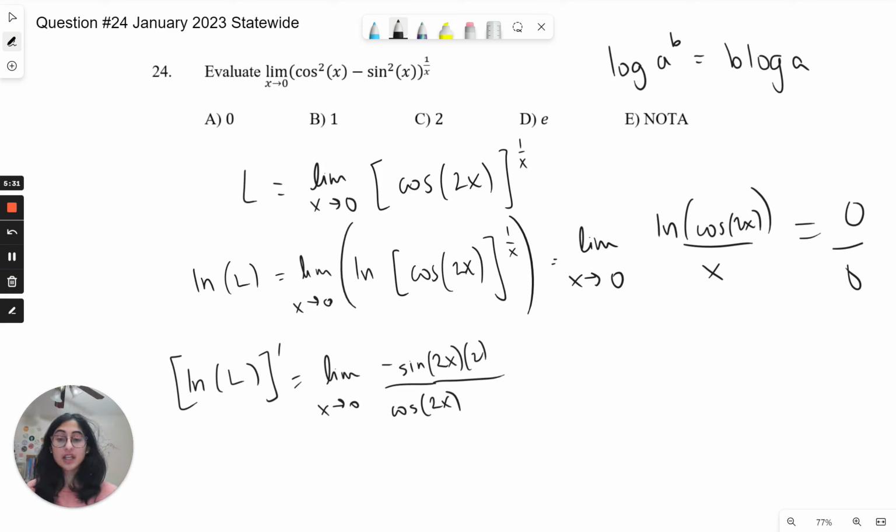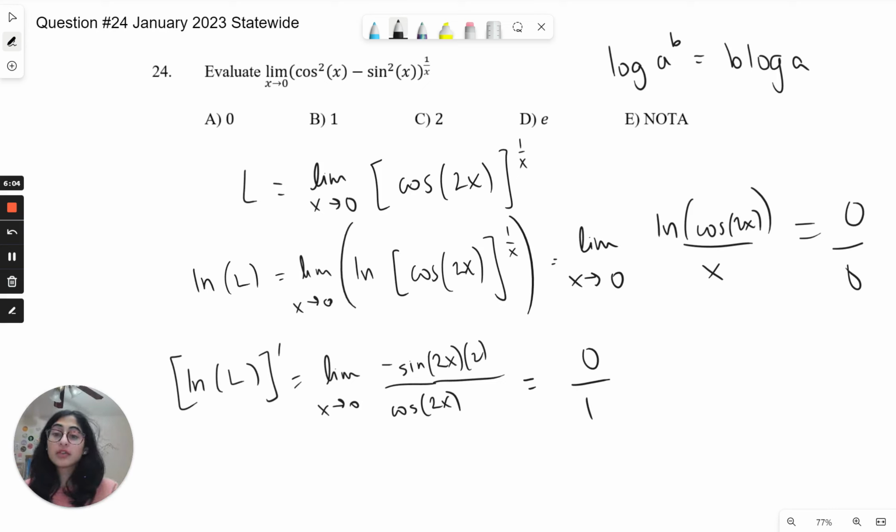And so now we're going to evaluate this. And what do we get? Well, on the top, we get the sine of 0 times 2, which is just 0. And then on the bottom, we get cosine of 0, which is 1. So now this actually evaluates to something real. So this evaluates to 0, right?